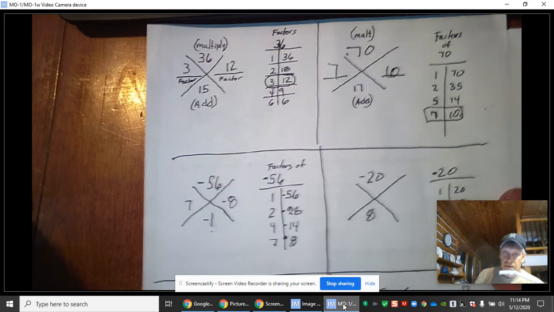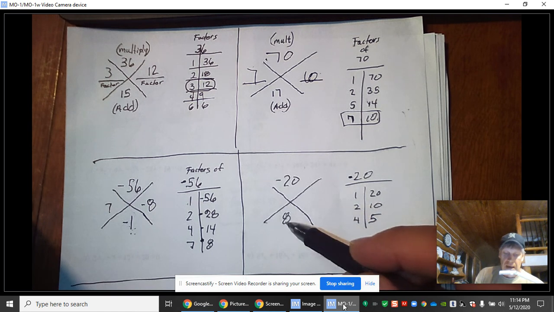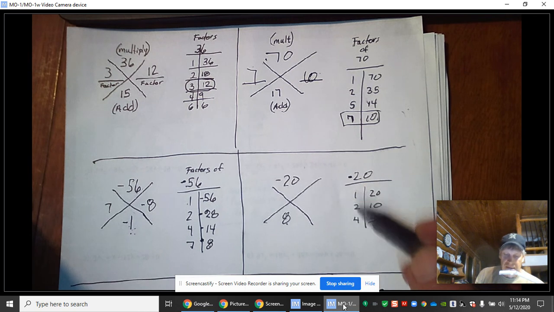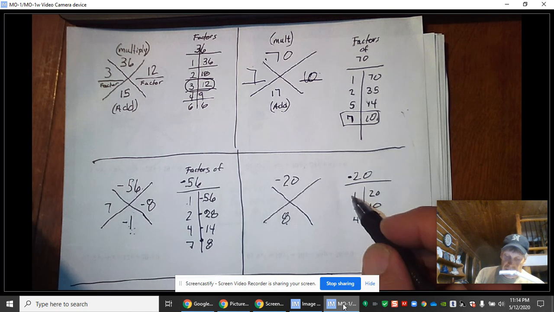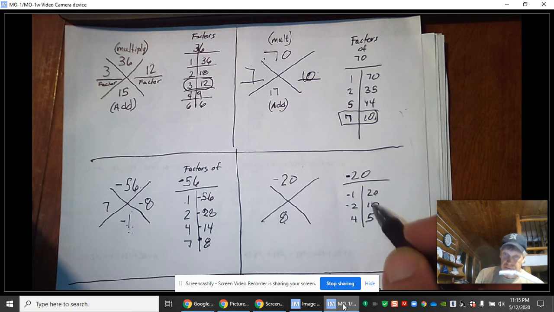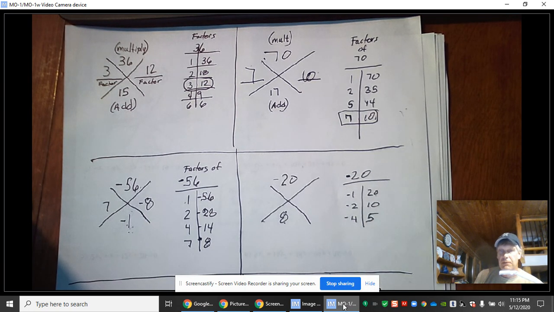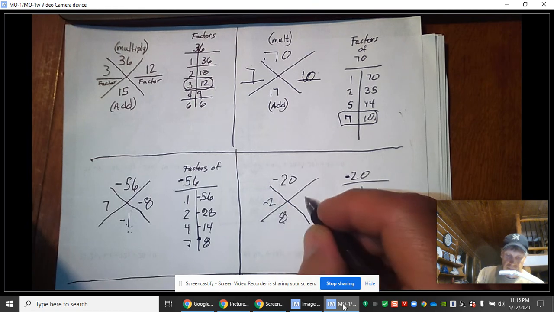So let's look at negative 20 now. What multiplies to negative 20? I listed all the factors of 20, but they need to add to positive 8 now. One of them has to be negative. Now my smaller number is going to be negative, because when I add them together I want a positive, so my bigger number has to be positive. If I add them up, which one adds to 8? Right there: negative 2 and 10.